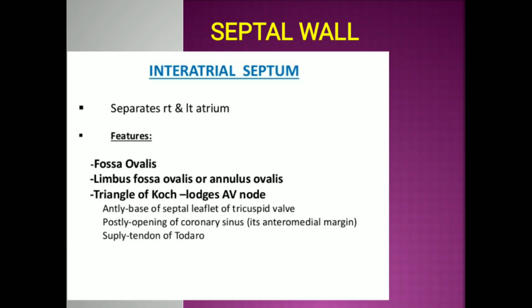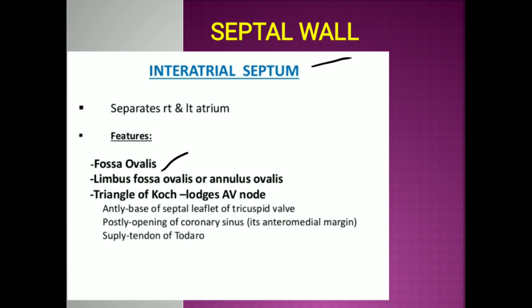Then the next is the septal wall. What do you mean by septal wall? Septal wall is like a septum. Septum means it separates. It separates the right atrium from the left atrium. The right and left atria are separated by a wall, and that is the interatrial septum. So the two atria are separated by the interatrial septum, and you see the features there.